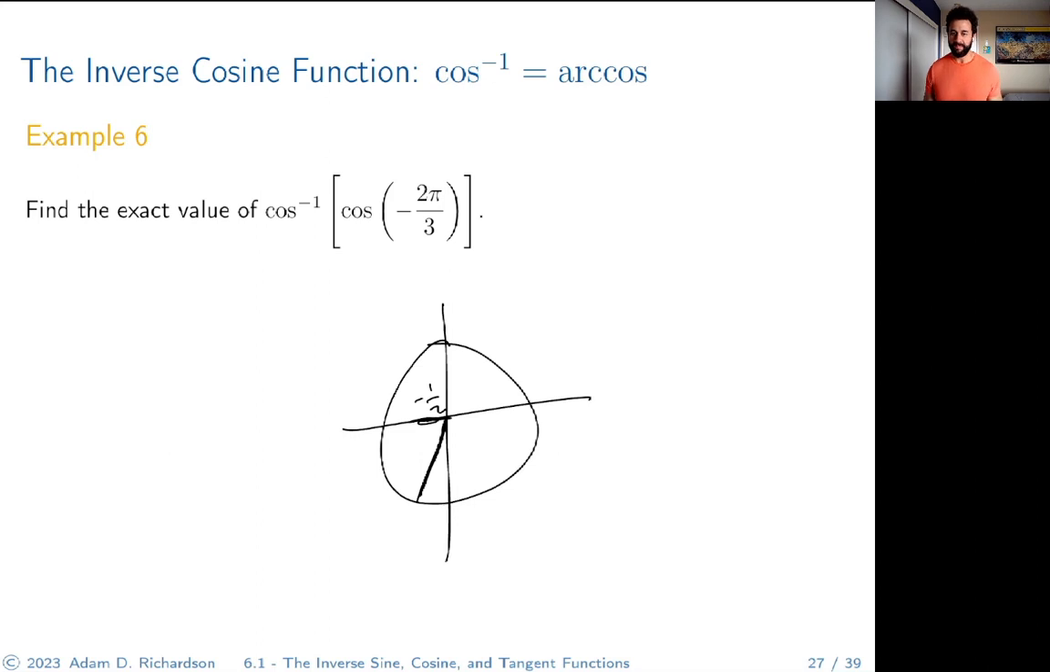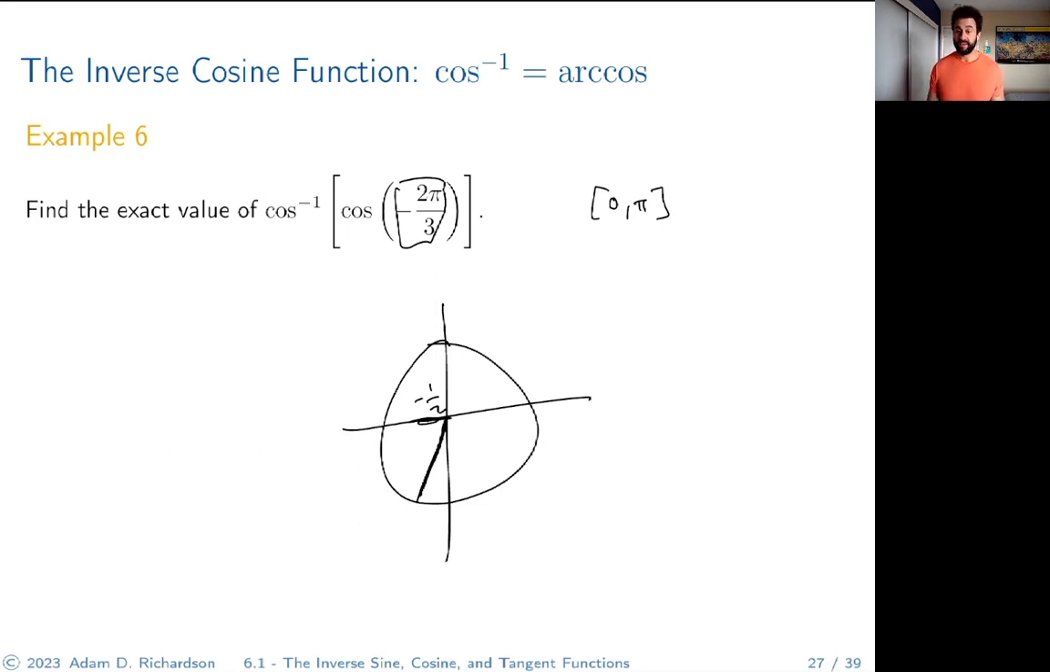Okay, so then what is an angle that has a cosine of negative 1/2? Well, we know that negative 2 pi over 3 does, so maybe that's the answer. But wait, that's not the answer, because negative 2 pi over 3 does not lie in the restricted domain. It doesn't lie in the interval 0 to pi. So the cancellation equation cannot be applied here.